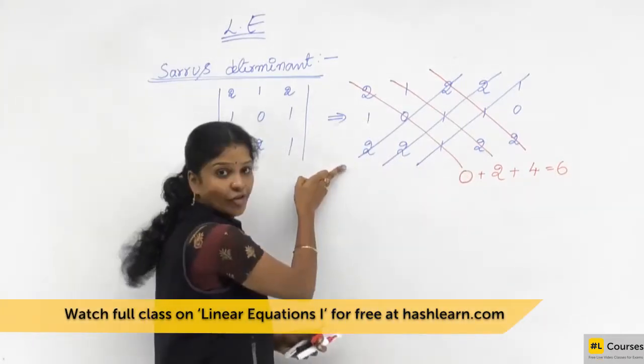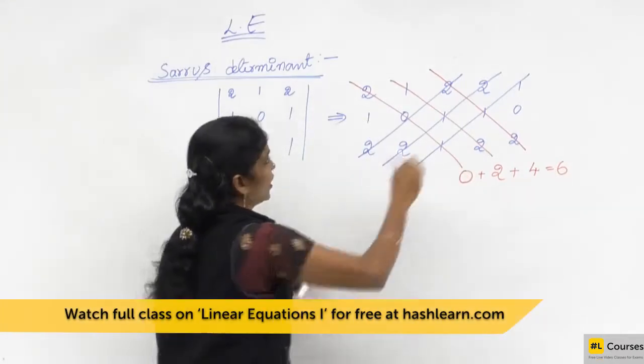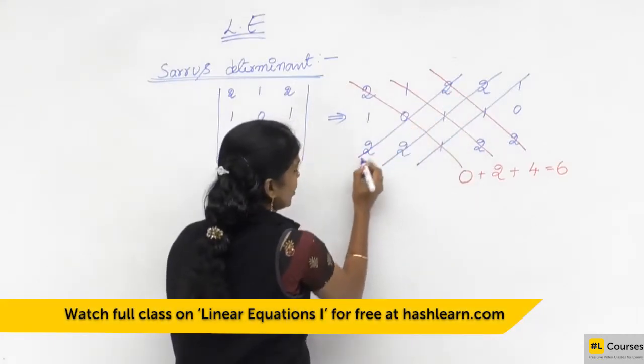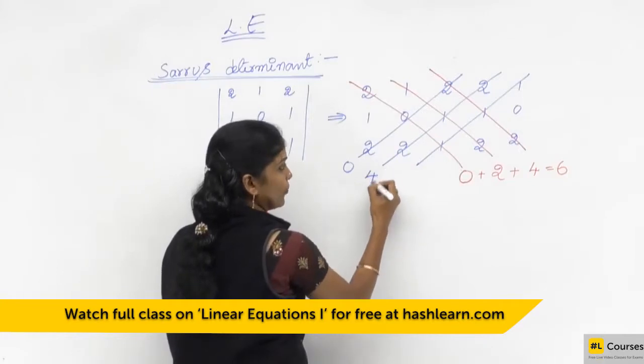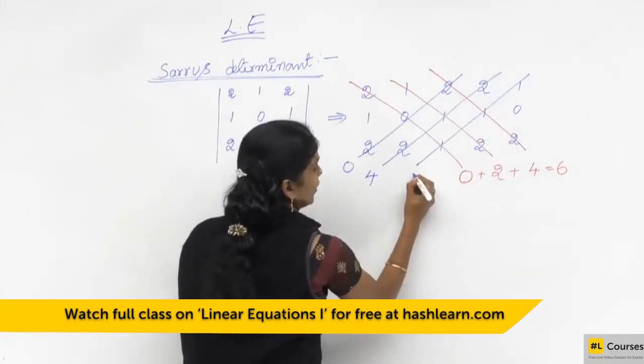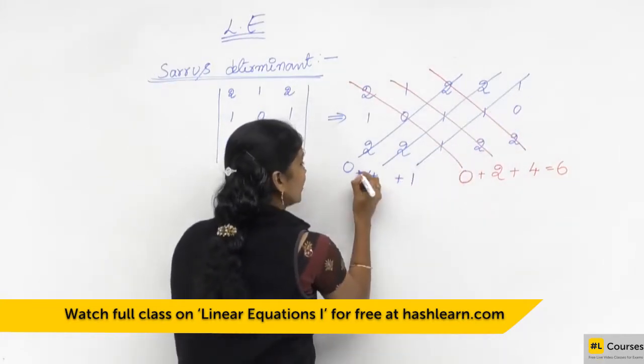Same thing you apply for this also. So, here 2 into 0, 0, 0 into 2, 0. 2 into 1, 2, 2 into 2, it is 4. 1 into 1 into 1 into 1. Now you just add this.